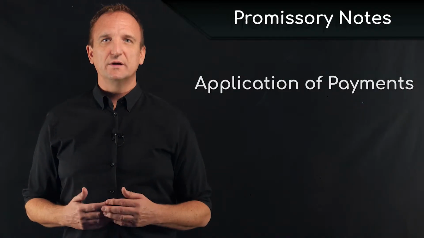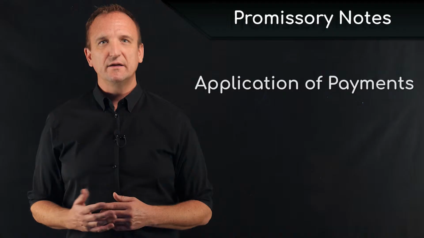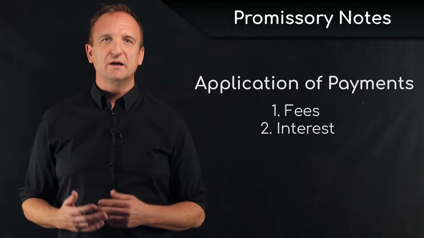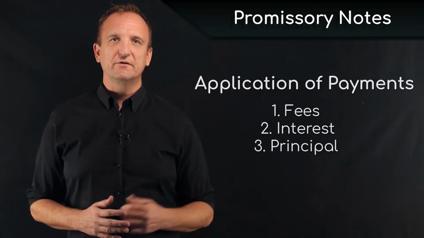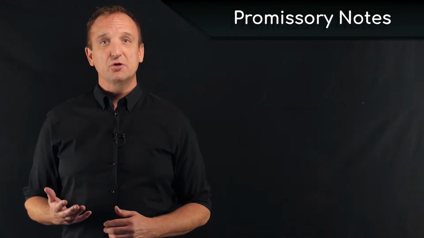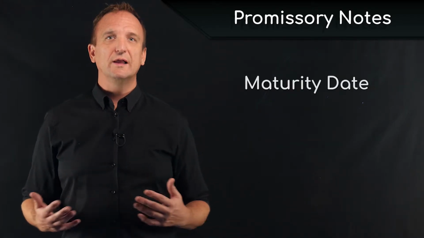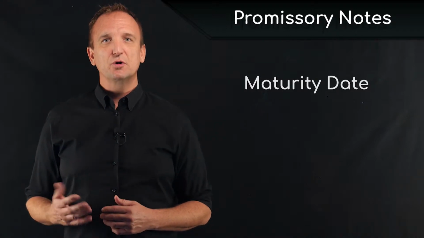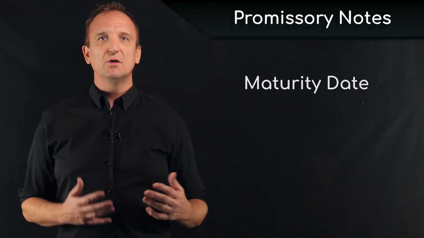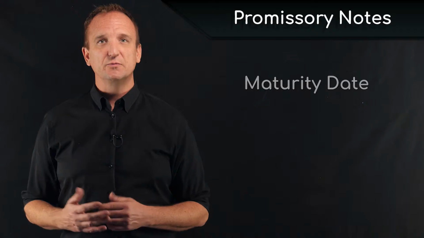Typically, in real estate, we see payments are applied to any outstanding fees, then interest, and then whatever's left over is applied to the principal. Next is the maturity date. The maturity date determines the term of the loan or the length of the loan, and the maturity date is the date on which all unpaid principal balance is due.